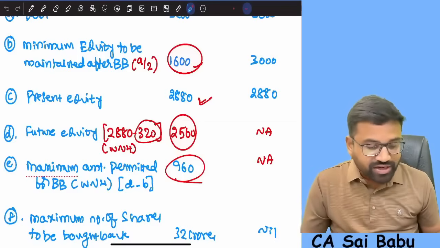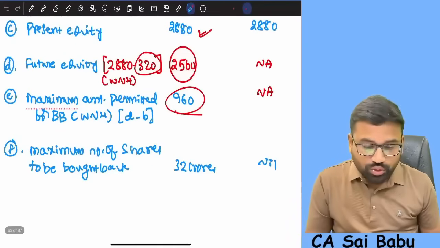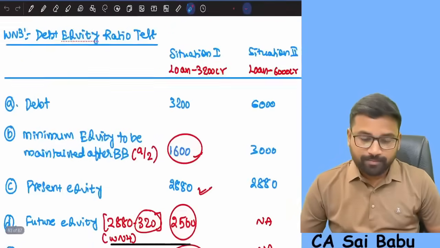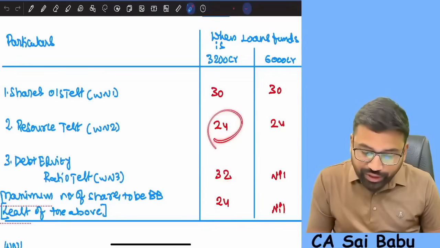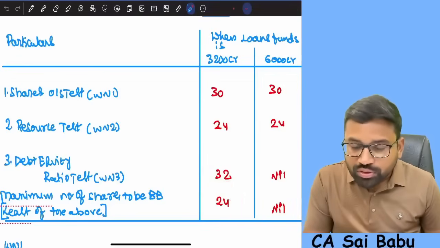So 960 divided by 30, so 32 crore shares I can buy back. Say this, so the least of the above three is what? 24. Now come to the second situation.